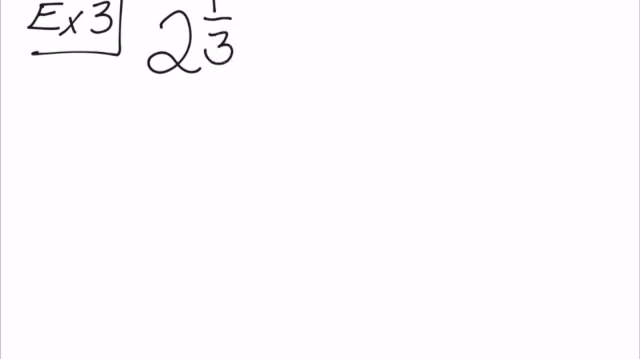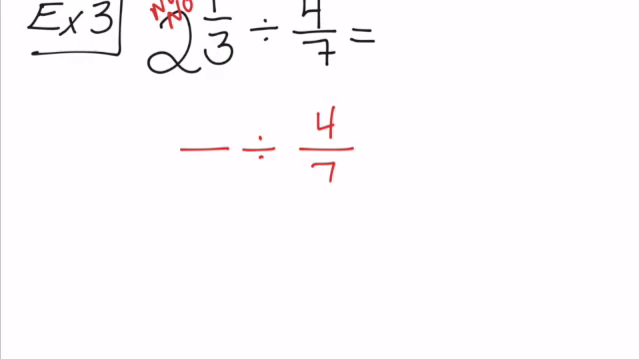Example number 3. Let's step this up. 2 1/3 divided by 4/7. Okay, are you seeing the no-no? There's a no-no here. This is the no-no. You are not allowed to have a mixed number and a fraction. We want a fraction divided by a fraction. Well, 4/7 is okay, but 2 1/3 is a mixed number. So we have to change it and make it a fraction.